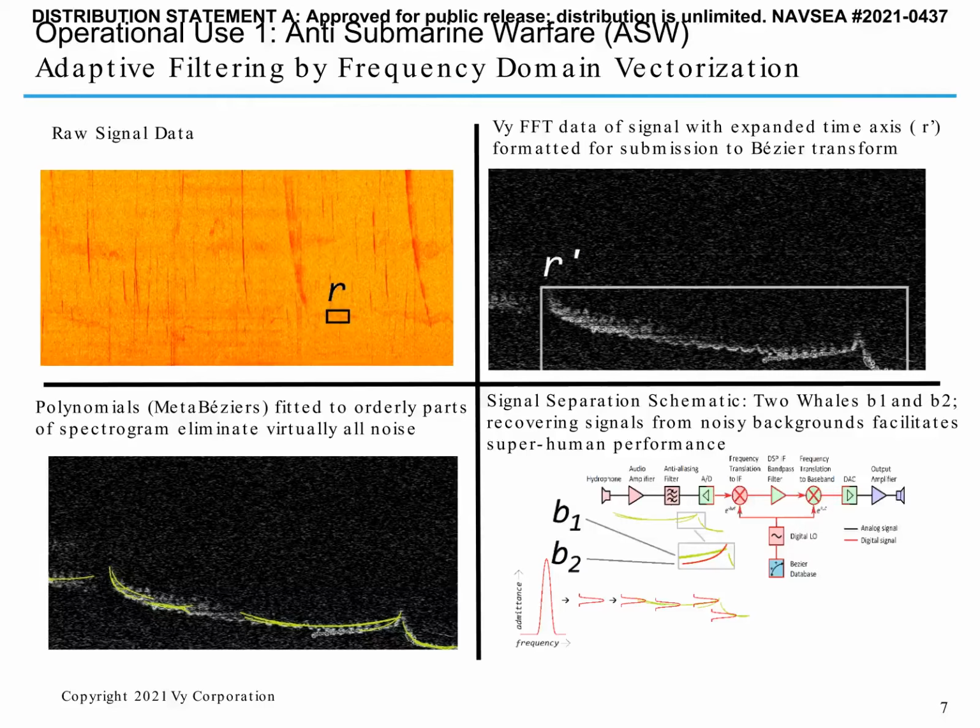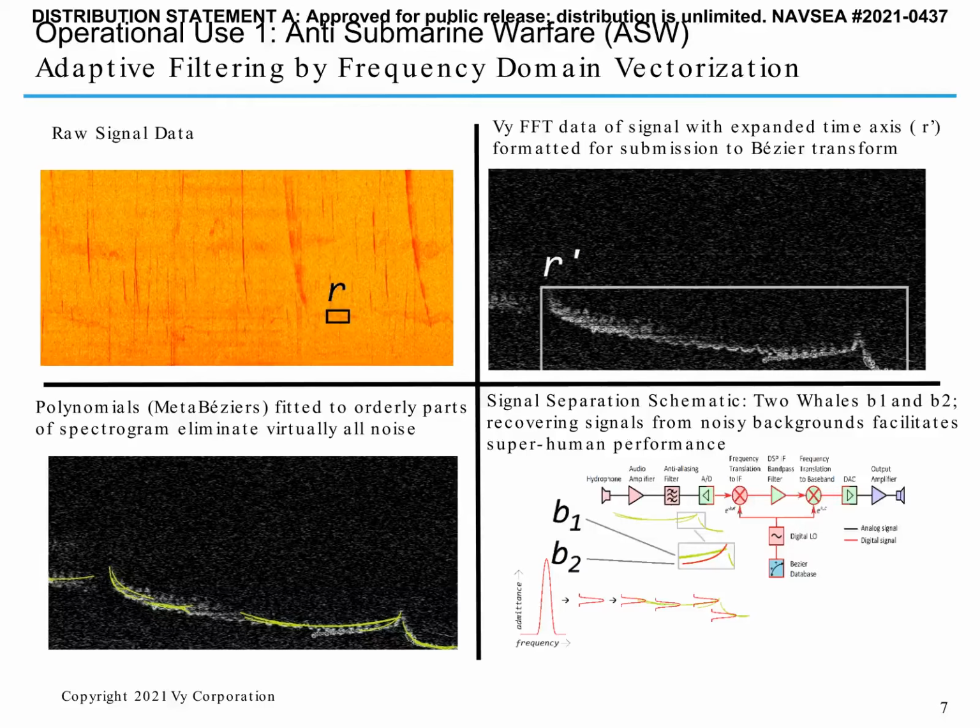And then in the lower left quadrant, we're showing how meta-Béziers fitted to the orderly parts of those signals are eliminating virtually all of the noise. In the lower right, we're describing a novel new approach for recovering signals from a noisy background that facilitates superhuman performance capabilities. SBIR has developed a novel new way of turning the function of isolating marine mammal sounds from the background into a signal processing architecture that's very much like an FM receiver.